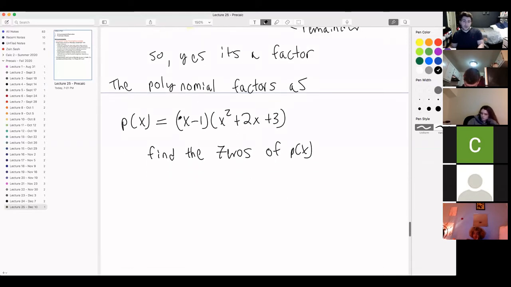Okay, so obviously x equals 1 is a 0, just from this factor here. And for this factor, use the quadratic formula. So that's what you'll do on the test.